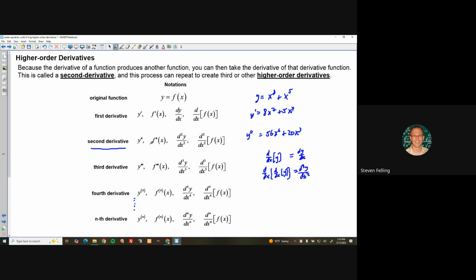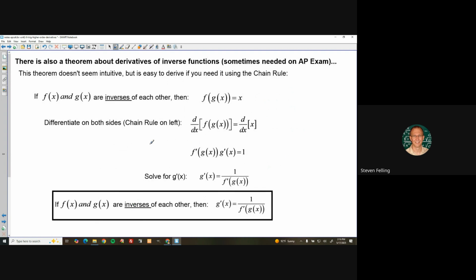Okay, so that's called a higher order derivative. We will see that more later when we get to applications. There's another theorem that is covered in the textbook.